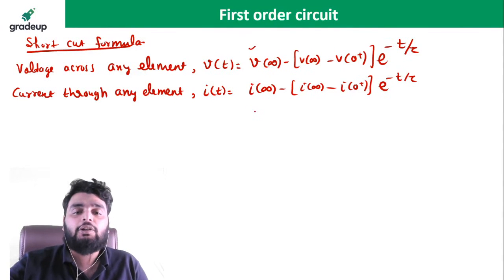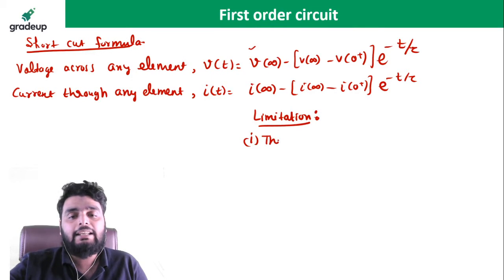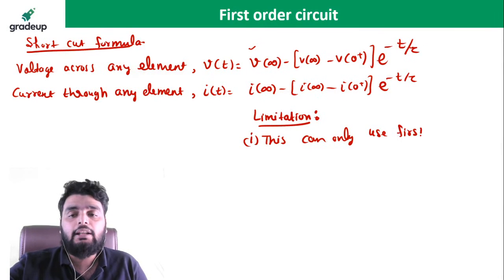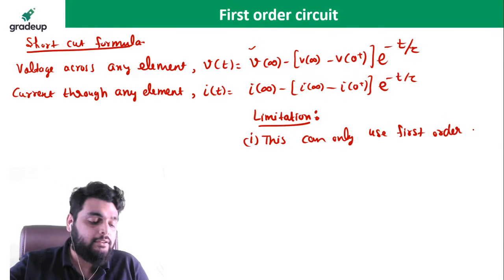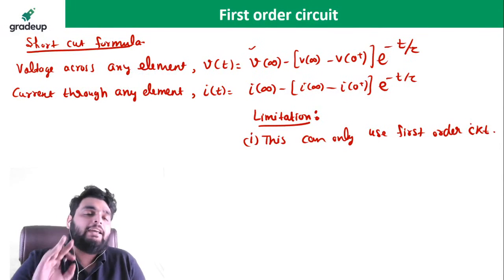Now, what is the limitation of this formula? This is very important. Understanding the limitation is very important. The first limitation is that this formula can only be used in a first order circuit. I cannot use this formula in a second order circuit.